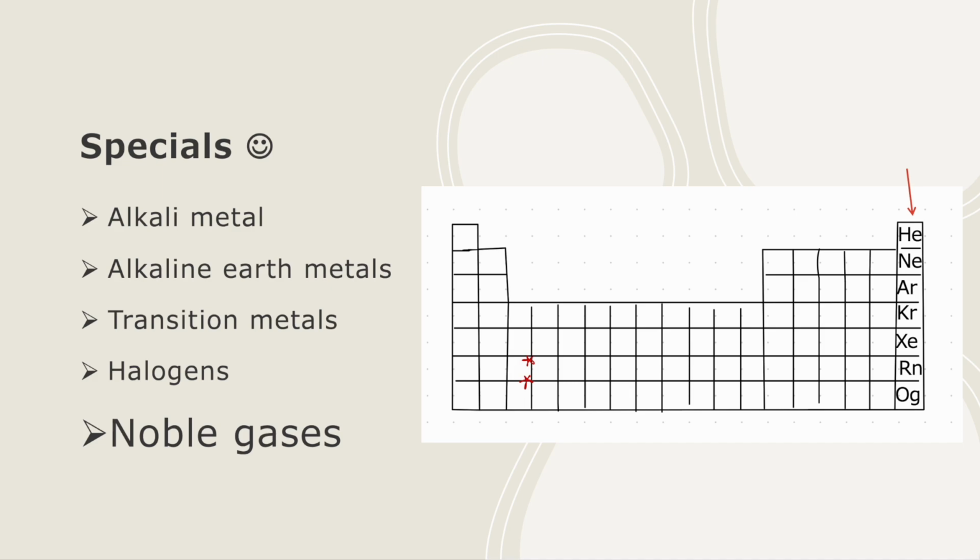They are colorless, odorless, and tasteless gases at room temperature. They have low boiling and melting points. They are non-flammable and non-toxic, except in extreme conditions. Now, what are the examples of noble gases? We have helium, neon, argon, krypton, xenon, and radon. And radon is radioactive.